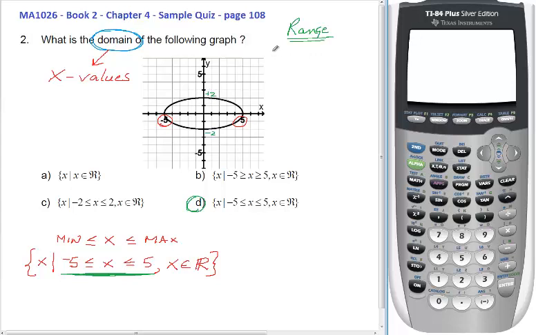So we would write the range like this. In set notation, y, because range are all the y values, such that. Now, if it's a minimum and maximum, put your minimum value on your range, which is -2, less than or equal to y this time, which is less than or equal to the maximum value, which is +2, where y belongs to the real number system. So for an extra bit of practice, we did the range there. Hopefully that helps you.